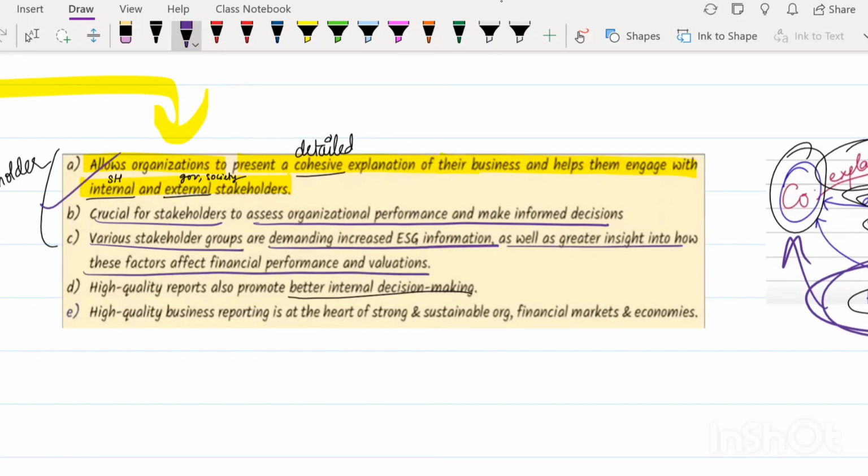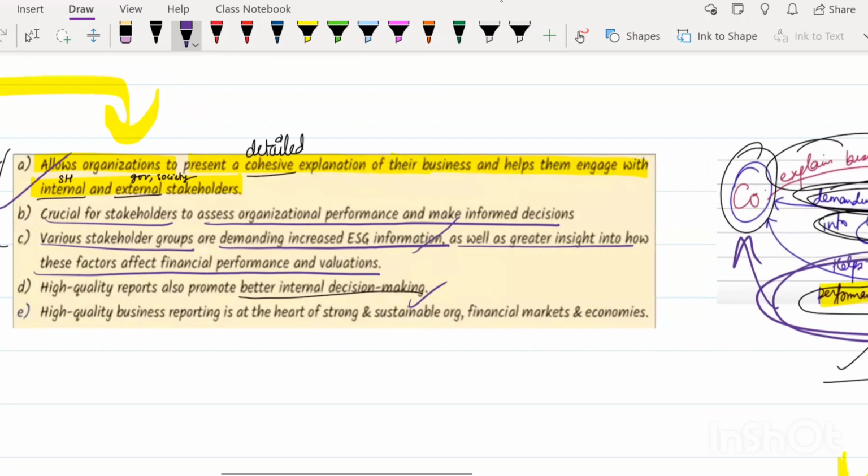You will usually get attached to a company which is doing well in the charity field, or doing well in the welfare field. Because you will feel that indirectly, if you are helping the company, it is going to help the society in general. So various stakeholder groups usually demand this ESG information also, so that it is beneficial. Next, it will help you in better decision making.